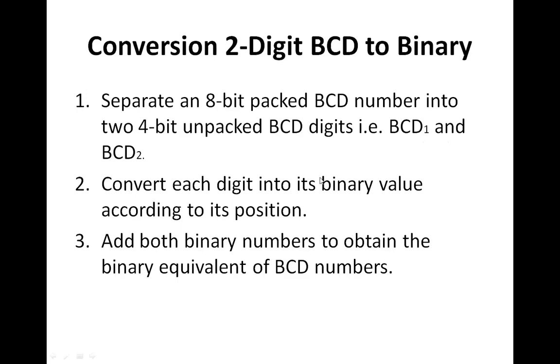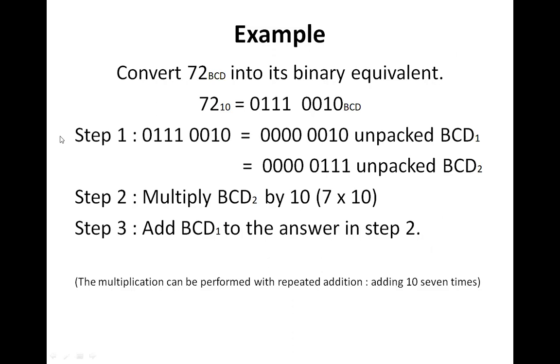BCD1 is multiplied by 10 and then added with BCD2. So how does it actually happen? Let us go with an example. Suppose we have to convert 72 BCD into its binary equivalent. 72 is 0111 for 7 and 0010 for 2. That is why I have said whenever we press 2, it will be 0010, but when we press 7, it will be 0111.